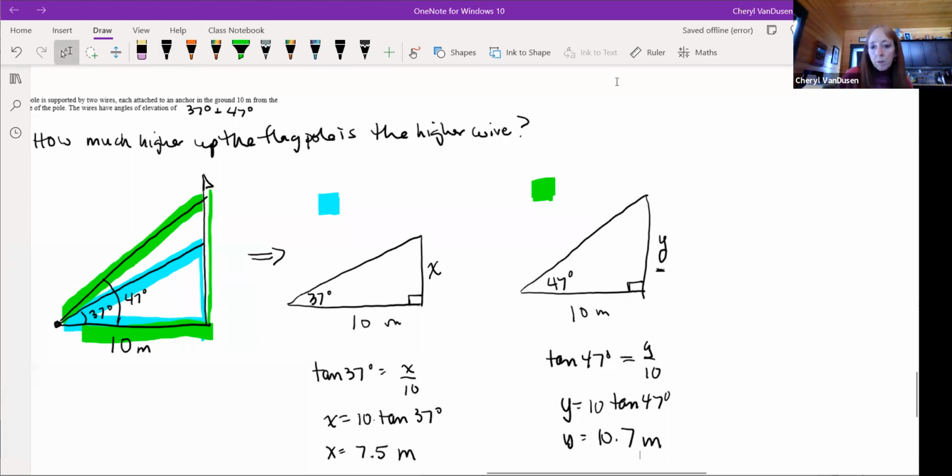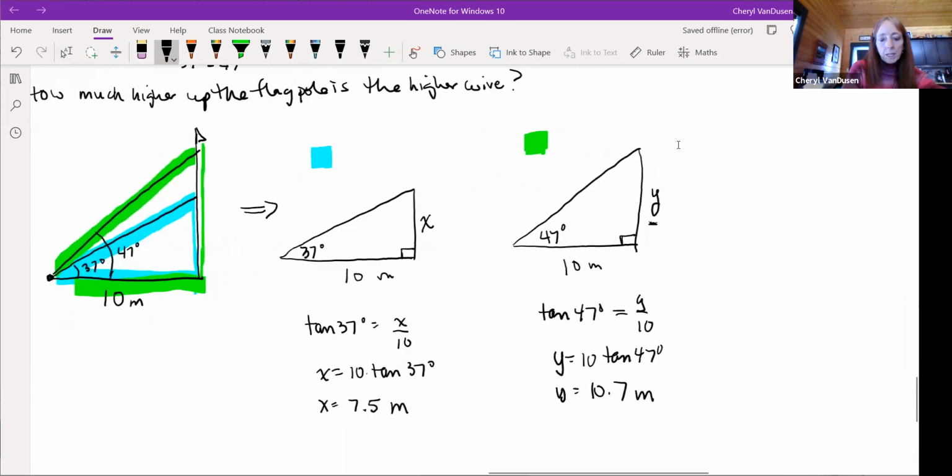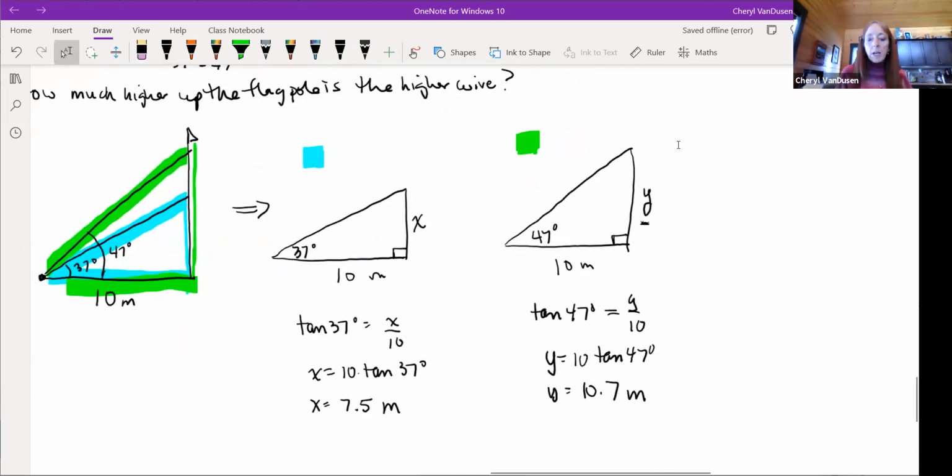In terms of what I would like to see for work from any of my classes, you need some sort of starting statement. So tan 37 is X over 10. I'm a little bit agreeable at the grade 11 level to not have the second step show here. The second step where it says X equals 10 times tan of 37, you can leave that step out if you want, and you get 7.5.